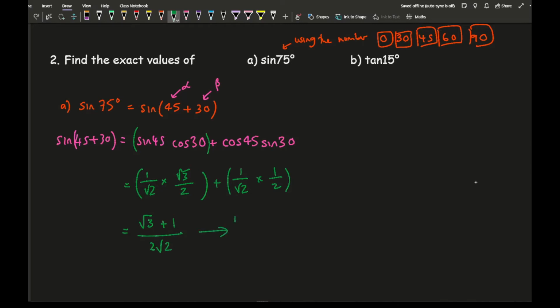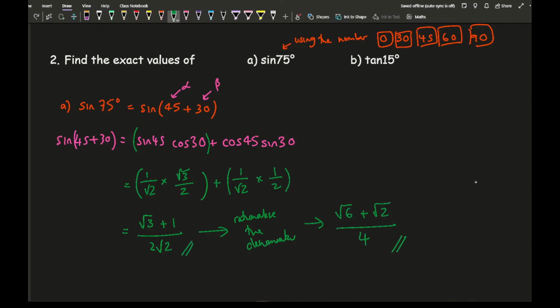Now if I then did go on to rationalize the denominator, then my final answer would look like root 6 plus root 2 all over 4, and there is my final answer.